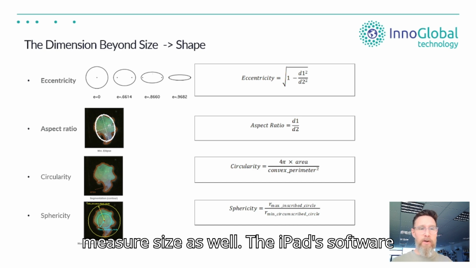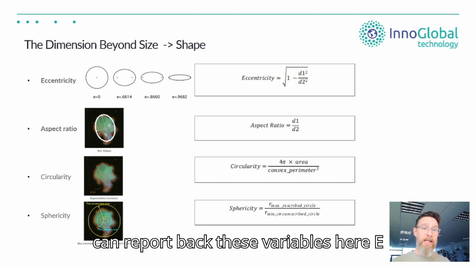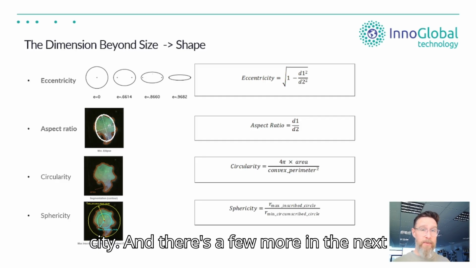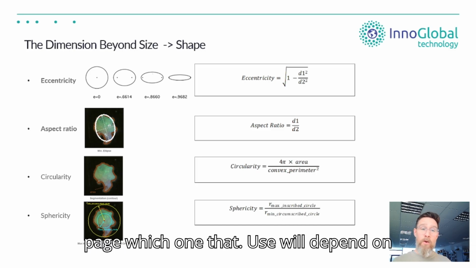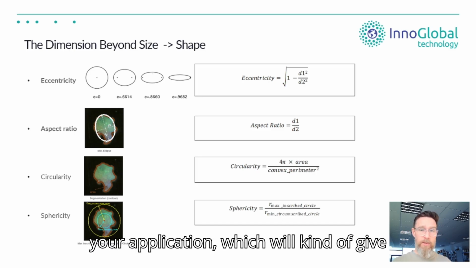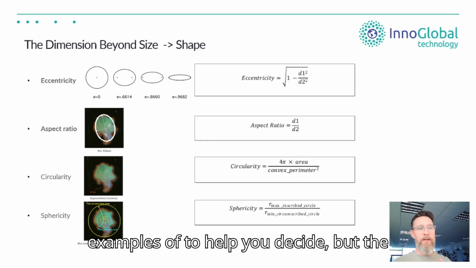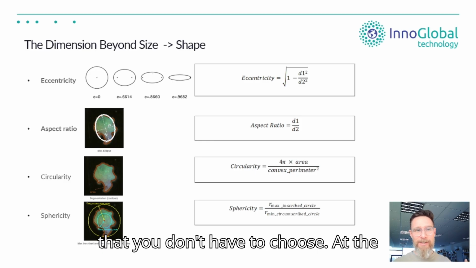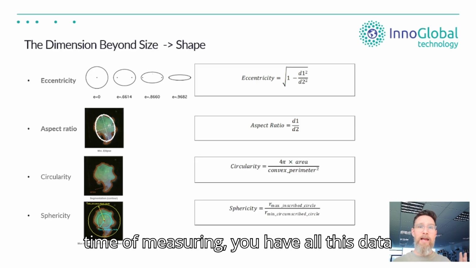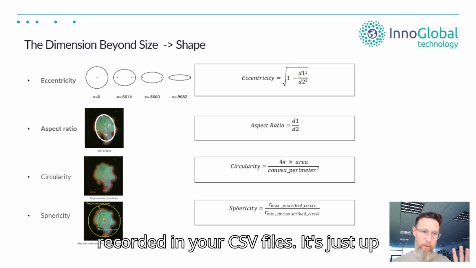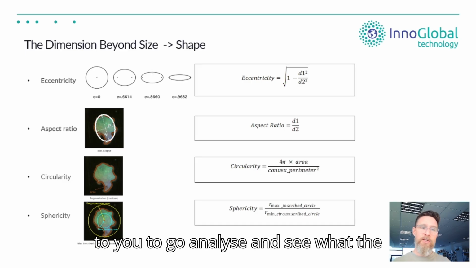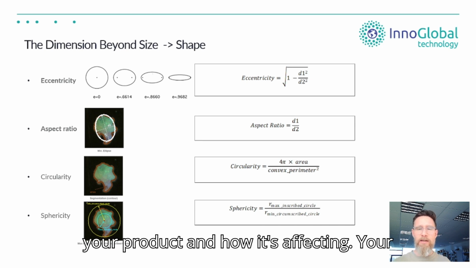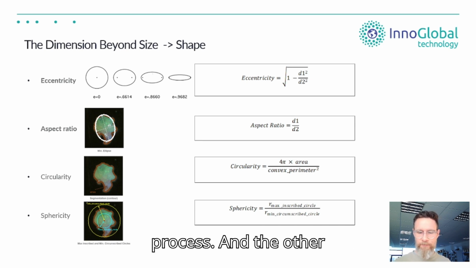The EyePASS software can report back these variables here: eccentricity, aspect ratio, circularity, and sphericity. There's a few more on the next page. Which one to choose will depend on your application, which we'll give examples of to help you decide. But the benefit of automated image analysis is that you don't have to choose at the time of measuring. You have all this data recorded in your CSV files. It's just up to you to go analyze and see what the data is telling you about the shape of your product and how it's affecting your process.